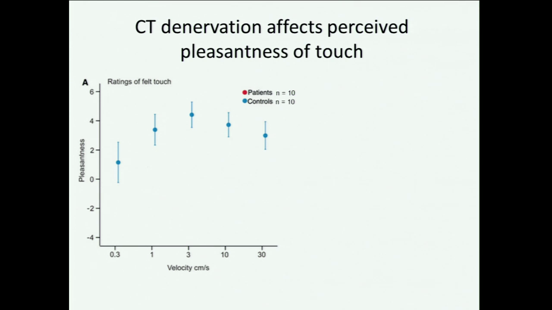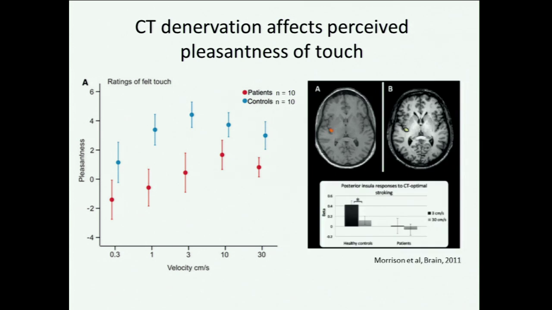And then we did the same in the patients. And they gave overall lower ratings, and they showed no specific preference for 1, 3, and 10. So they thought that a fast brushing like this, 30 centimeters per second, is equally pleasant as a more slow brushing, 3 centimeters per second. And we almost never see that in healthy subjects.